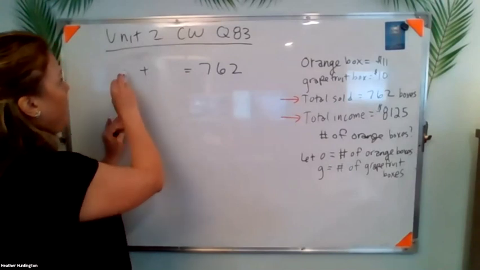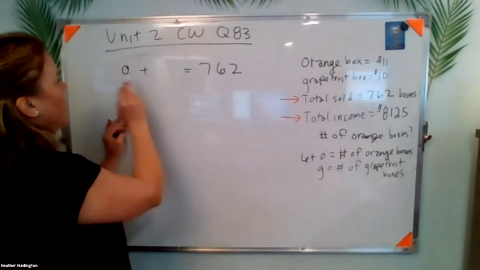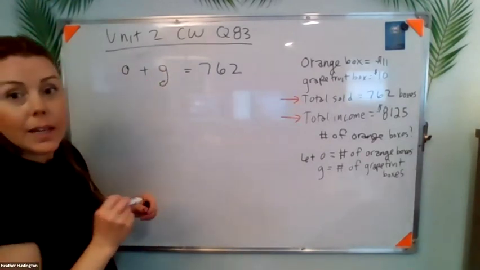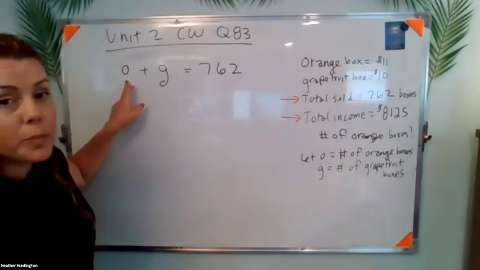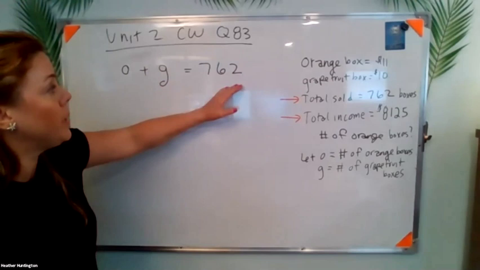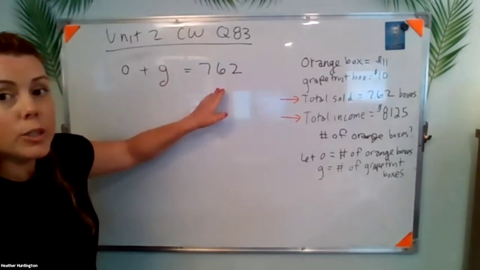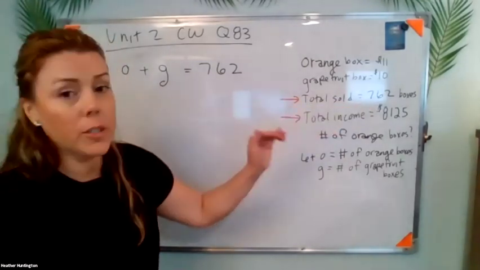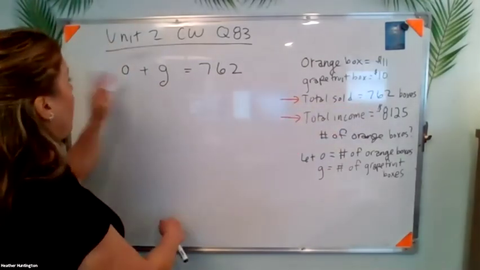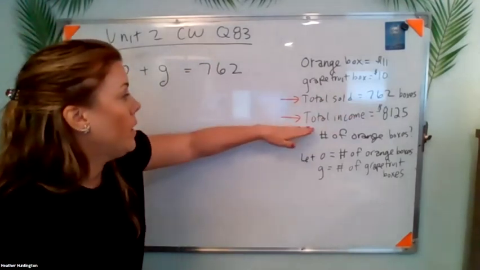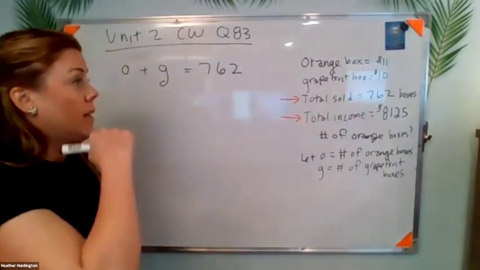The amount of boxes of oranges, and then on the other side, the amount of boxes of grapefruit. Yes. The number of orange boxes sold plus the total number of grapefruit boxes sold is going to be equal to 762. So that's what we know. When they say total sold is 762 boxes, we know now that O plus G equals 762.